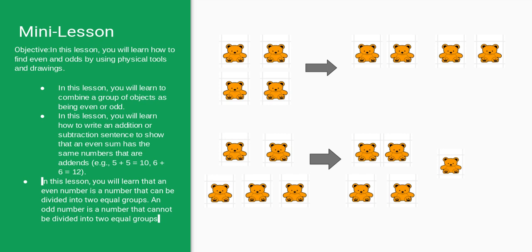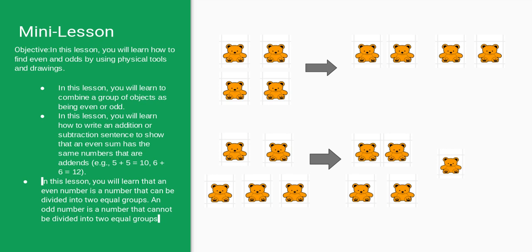In this lesson, you will learn that an even number is a number that can be divided into two equal groups. An odd number is a number that cannot be divided into two equal groups. As you can see on the right, we have 4 bears. 4 is even because those 4 bears can be divided into two equal groups with 2 in each one.